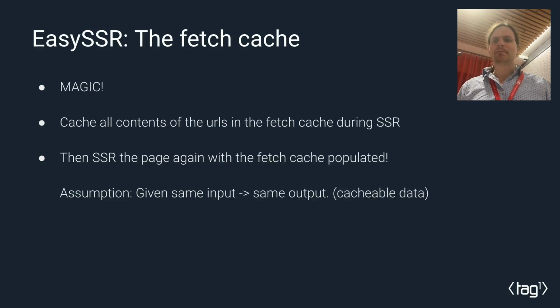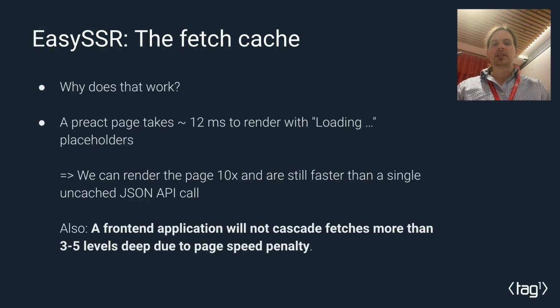The fetch cache? What's that? The fetch cache is where all the magic comes from, because the fetch cache allows us to cache all the contents of the URLs during server-side rendering. So what we're doing is rendering this page once, collecting all the URLs, which we now know, and then retrieving all those URLs and the data, all in parallel, from JSON API. So the slowest time this page will take to render is the slowest request from the whole JSON API. That's all in parallel. And then we SSR the page again, and now we have our data. And with that, we have our problem solved.